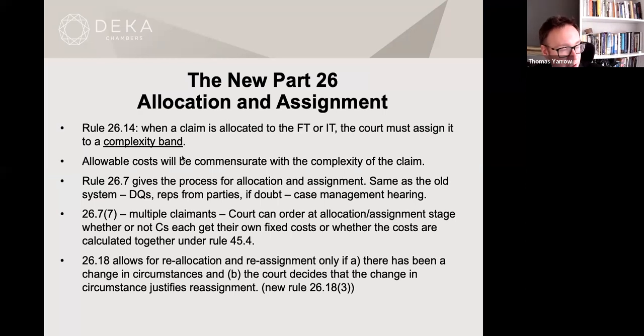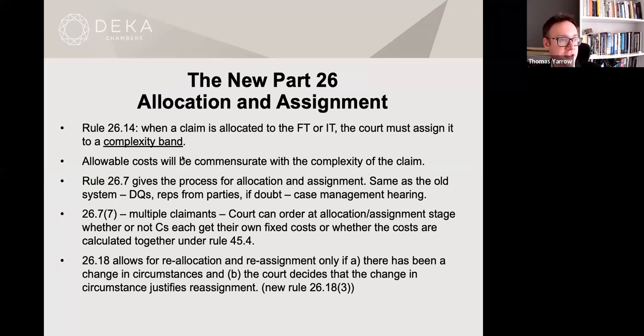So it happens at the same time. We can't say, well, let's allocate it to one of these tracks and we'll think about complexity later on. No, we need to be thinking about complexity straight off the bat. And this is important because the allowable costs are going to be commensurate with the complexity of the claim.